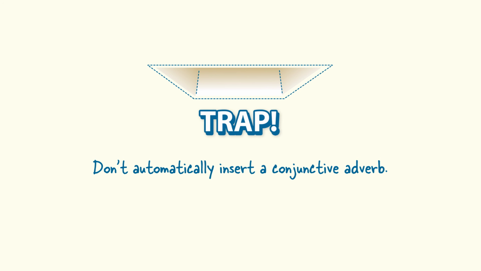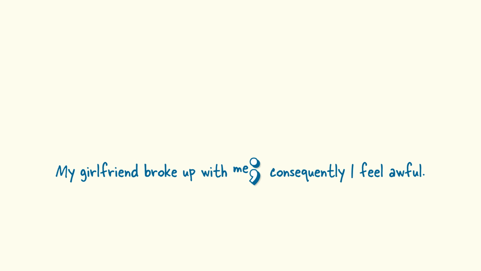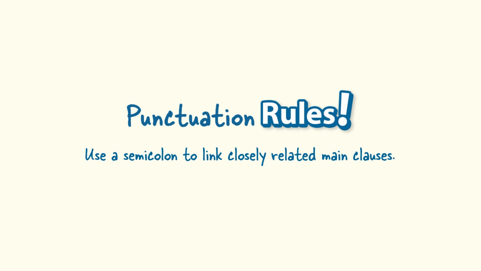One last trap. Don't automatically insert a conjunctive adverb. Sometimes, as we just saw, you need one. Other times your meaning is clear without them, and they can make your sentence sound ridiculous, like this. My girlfriend broke up with me; consequently I feel awful. Yeah, it sounds weird. Only a robot would say that. Yeah, you've got it. So remember, use a semicolon to link closely related main clauses.